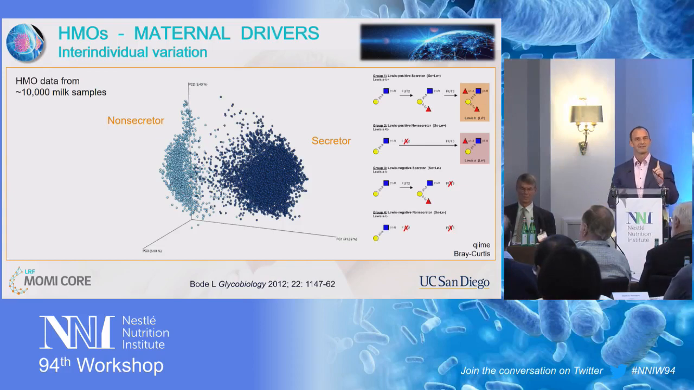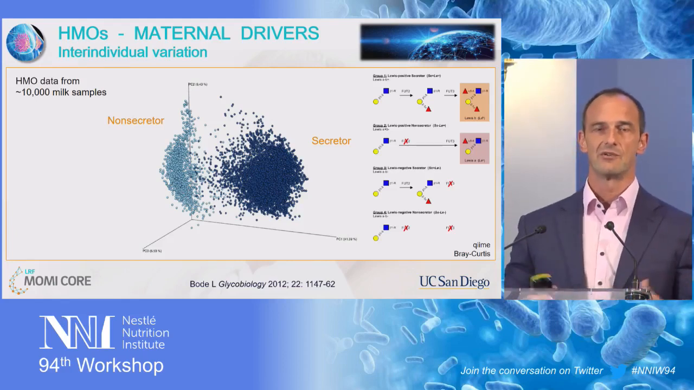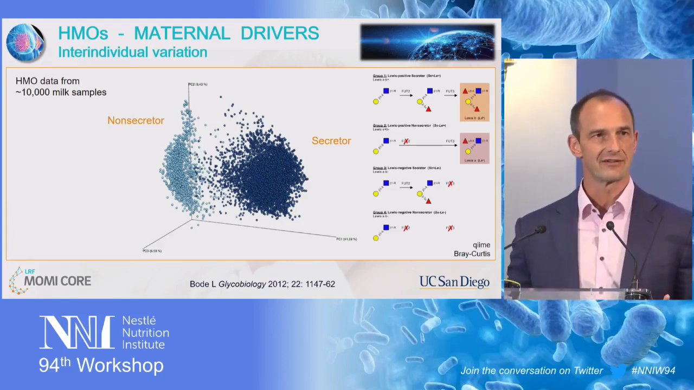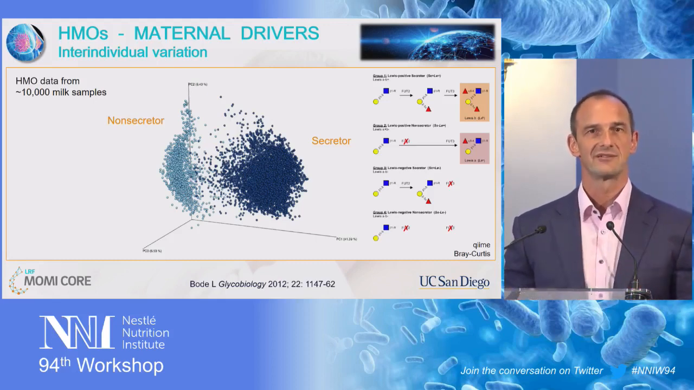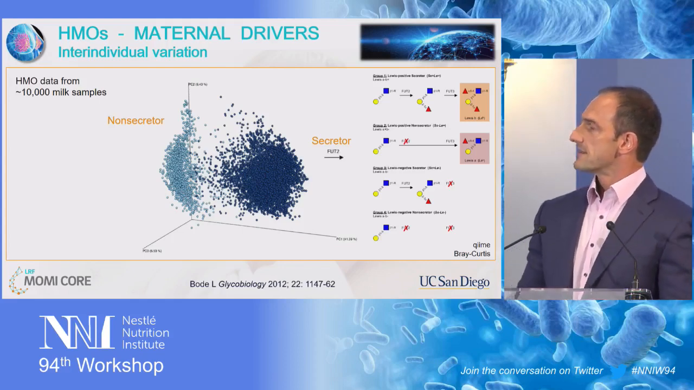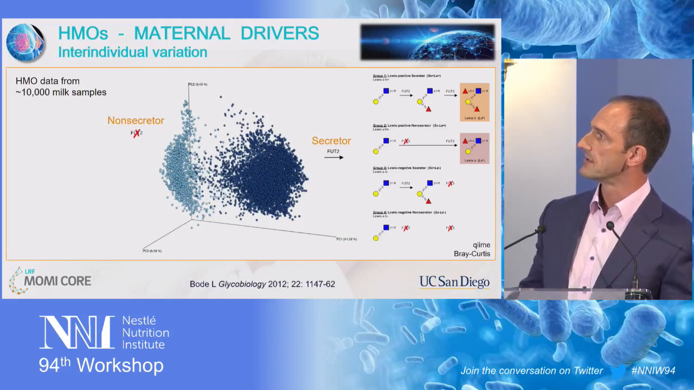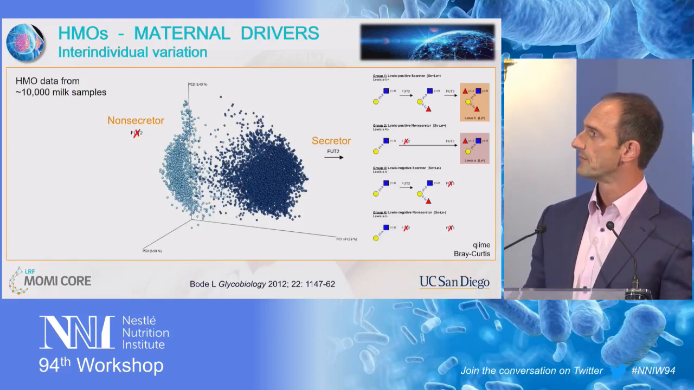It's one base pair. One base pair in the genome that changes the entire composition of human milk oligosaccharides. It's not just one oligosaccharide that's now missing or in a low or high abundance. The entire oligosaccharide profile is completely different. One single nucleotide polymorphism. So the secretors here have an active FUT2, and the non-secretors have an inactive FUT2.